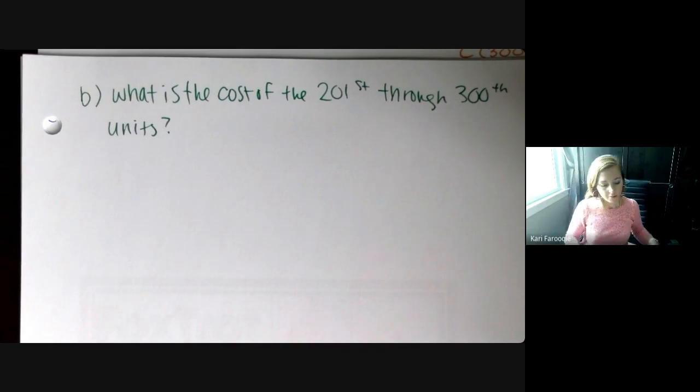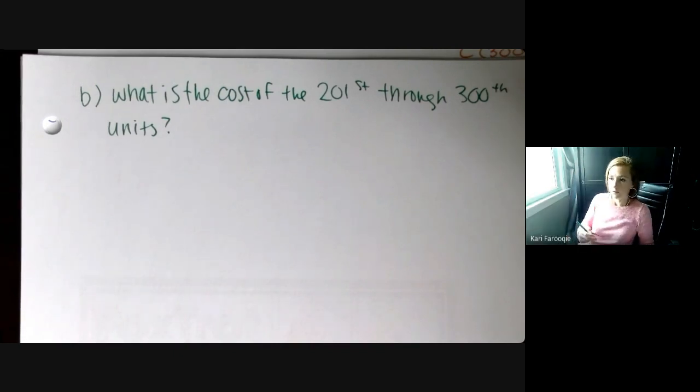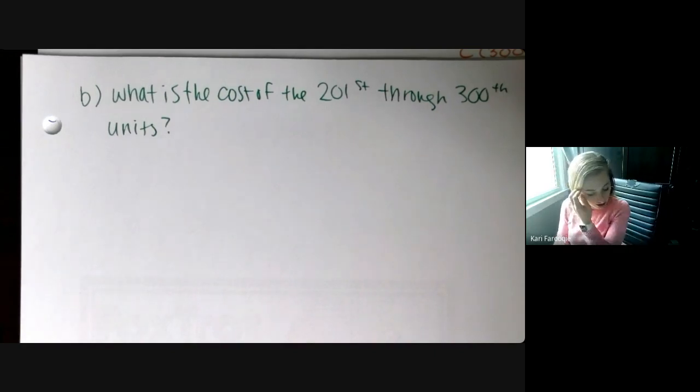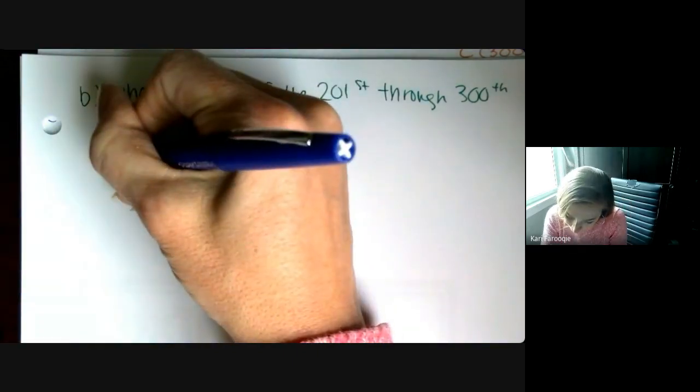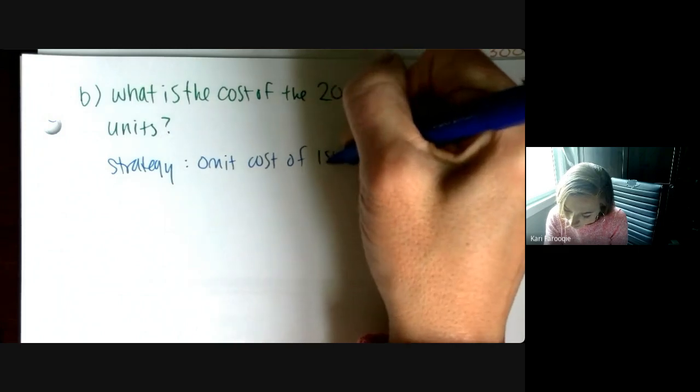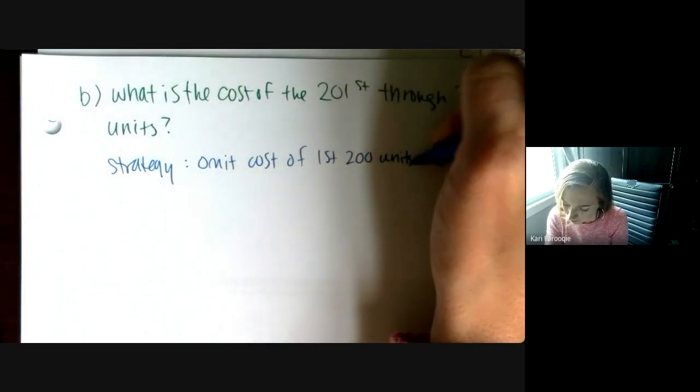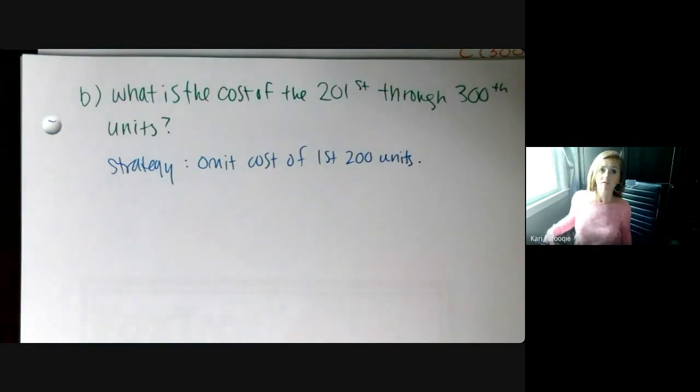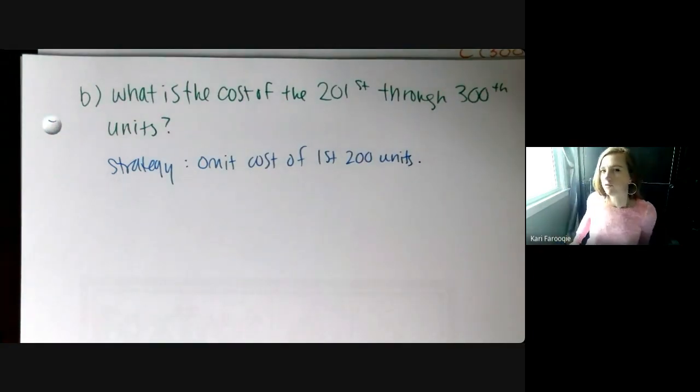All right. If I'm looking at that, I can look at this 2 different ways. One of those ways is that I can think about this as just taking the cost of those first 300 units and then getting rid of the 200 units that came initially. So we could just omit the cost of the first 200 units. But then we'll also talk about how this ties into your FTC and your definite integral.